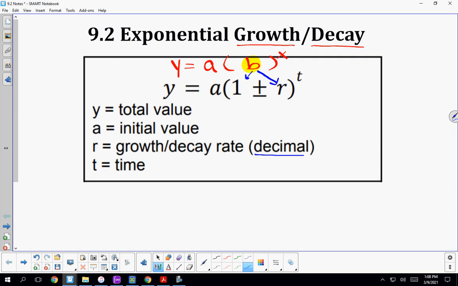But a is still our initial value. Y is our total value. R is going to be our growth or decay rate. And our rate is going to be given as a percentage, and we must convert it to a decimal. And that's why this is a 1, because we're always starting with 100% of what we currently have, and then we're making it bigger or smaller by another percentage. And then if we turn 100% into a number, we move that decimal 2 places, and we get 1.0 or just 1. So that's where that 1 comes from.